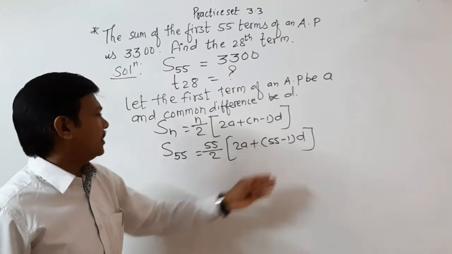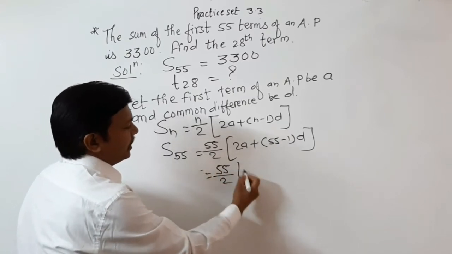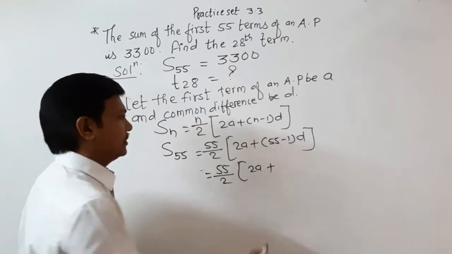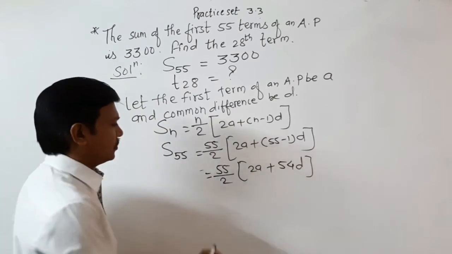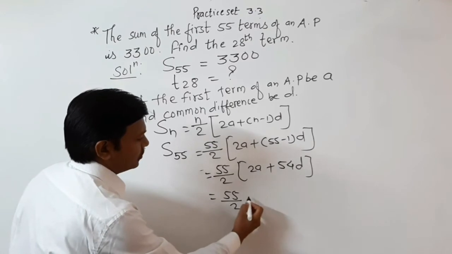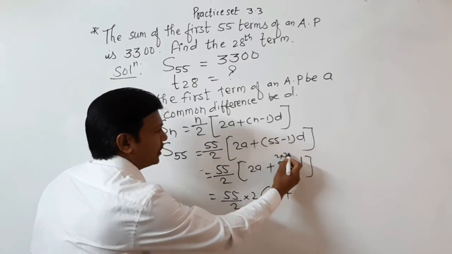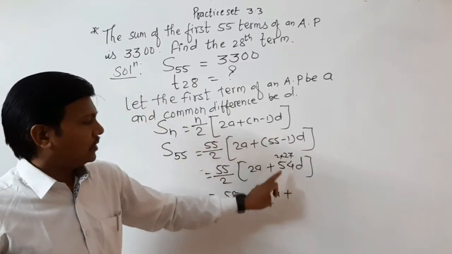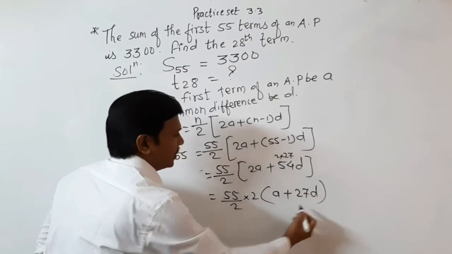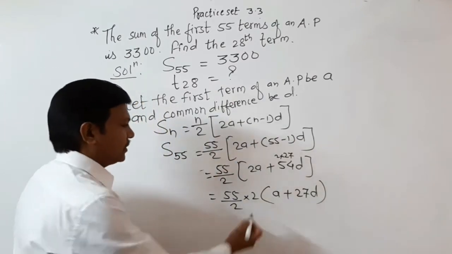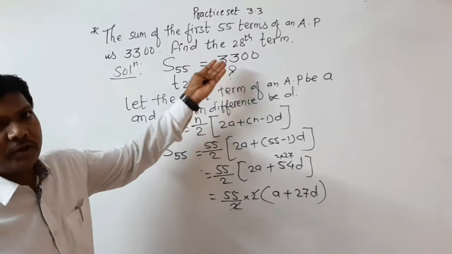Then simplify this. So it is 55 upon 2 in bracket 2A plus 55 minus 1, 54 into D. So see, 2 is common here. So when you take 2 common, means 55 upon 2, then 2 common, then in bracket there is A, and here 2 into 27 is 54. And when we take these 2 common, then what is remaining here? 27. So we write 27D. This is the important step in this example. Then these 2 get cancelled, and see this S55 is also given, that is 3300.